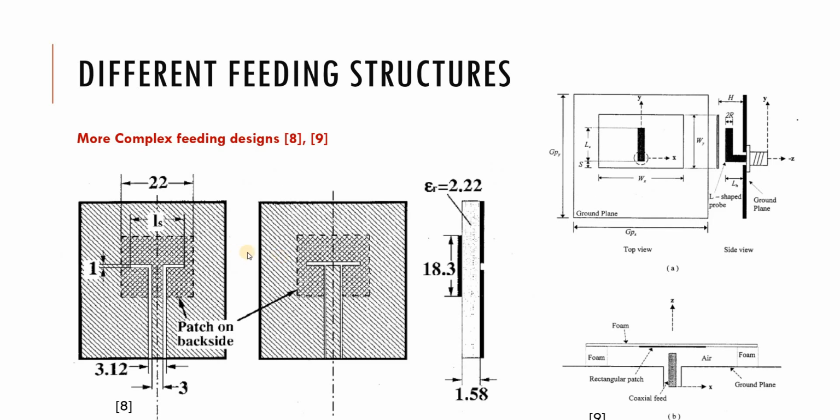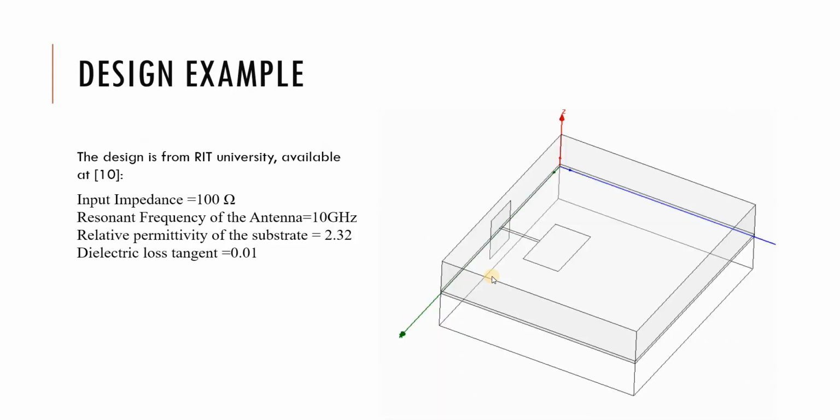There's something more complex feeding design like a strip line or something like that. You have your foam, your air, your coaxial feed, your patch antenna. There are many complex feeding designs which you can find in literature of the patch antenna. And now we are going to design an example.